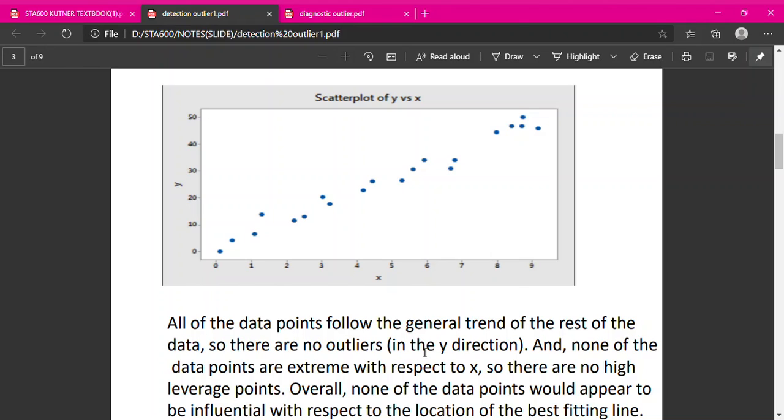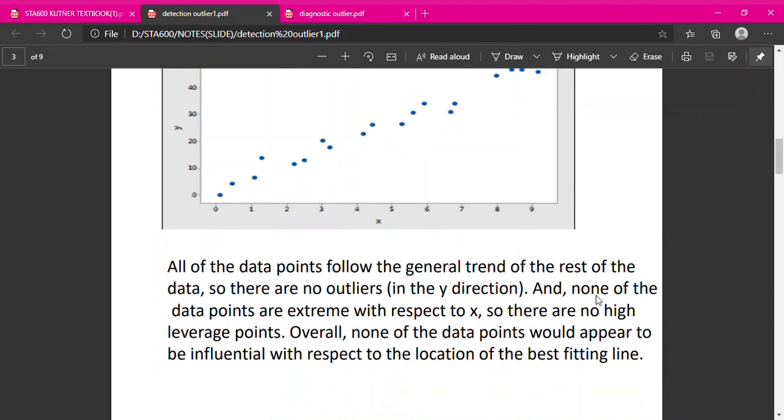Apa tadi outlier? Outlier adalah point yang berada di luar daripada trend. Dan leverage point pula adalah extreme values in X. So kat sini tak ada extreme values in X. So no outlier and no leverage point.